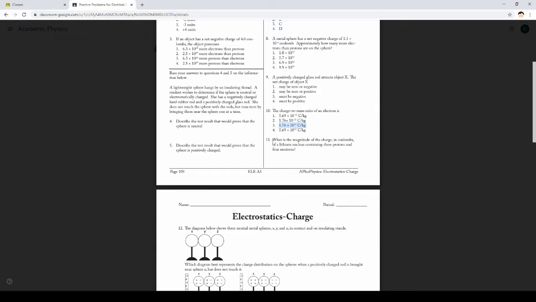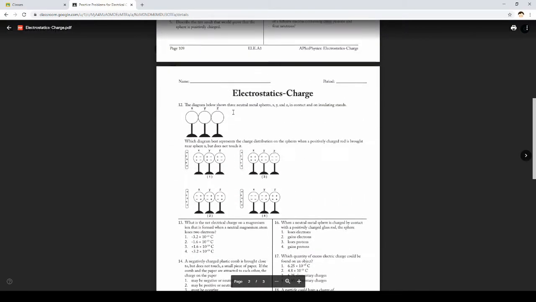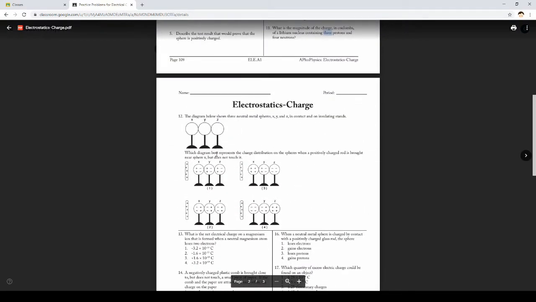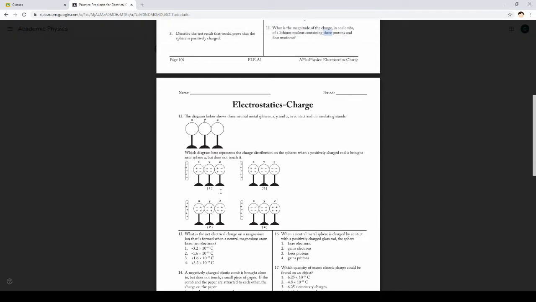What is the magnitude of the charge in coulombs of a lithium nucleus containing 3 protons and 4 neutrons? So 3 protons would be 3 positive charges. 4 neutrons are neutral, so there's no other charges. So you're going to use Q equals NE, where N is 3 and E is 1.6 times 10 to the negative 19th. Already talked about number 12 here. Number 12 is this answer choice down here, number 4.